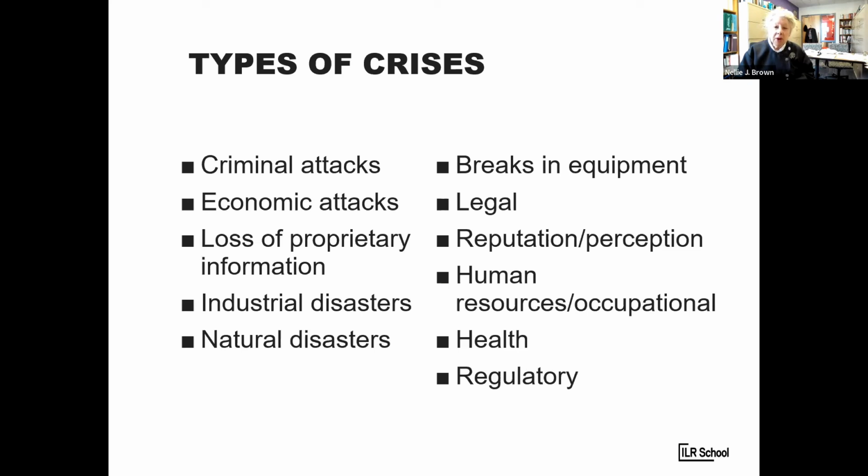Now, when it comes to reputation and perception, these could, in fact, be issues that are totally false. You know how it is. Stories get out in the media, in the mainstream media, in social media, wherever, and reputation can suffer. Sometimes, however, reputation or perception suffers because organizations shoot themselves in the foot.